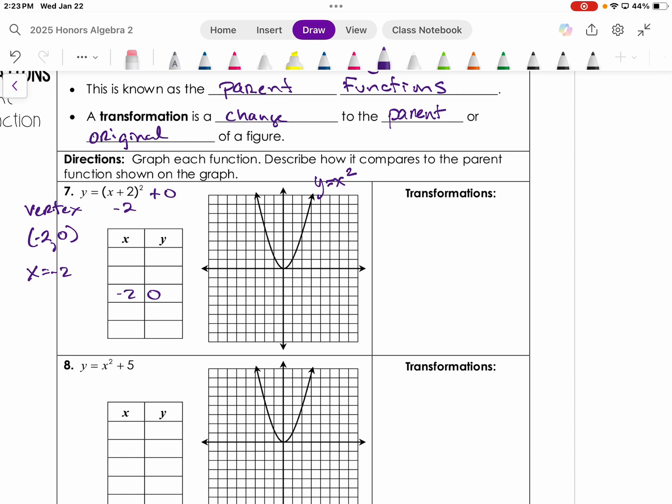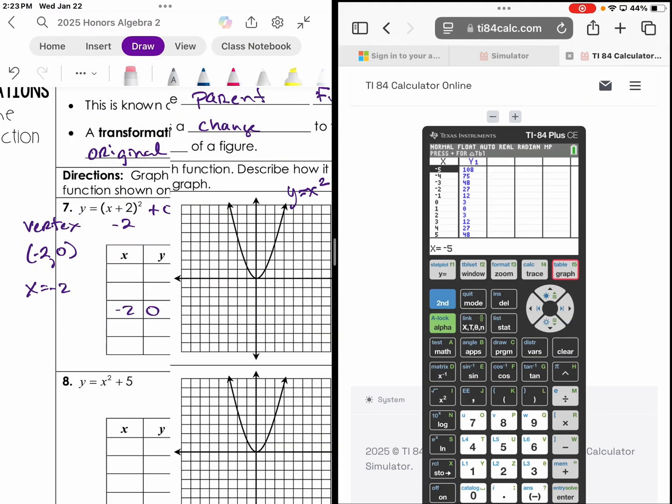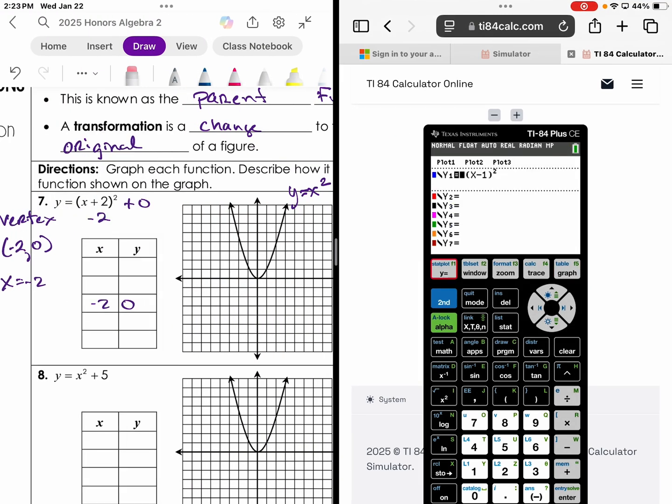And then now we're going to graph it, and we're going to take a look at the picture to see how it changed. So go back to y equals. I'm just going to wipe out that whole thing. And we're going to go parenthesis x plus 2, close the parentheses, square that. And then I don't need a plus 0, so I can just leave it like that. Hit graph. All right. So that shows that at negative 2, 0, there's my vertex.